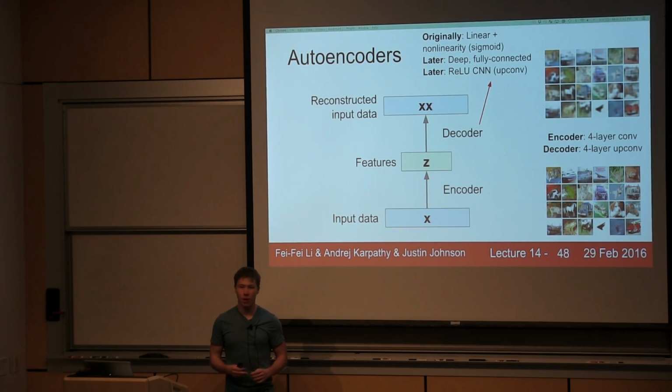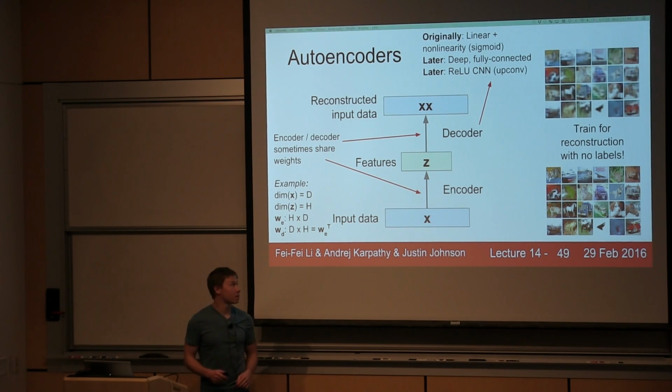And I'd like to make the point that these things are actually pretty easy to train. So on the right here is a quick example that I just cooked up in Torch. So this is a 4-layer encoder, which is a convolutional network, and then a 4-layer decoder, which is an upconvolutional network. And you can see that it's actually learned to reconstruct the data pretty well.